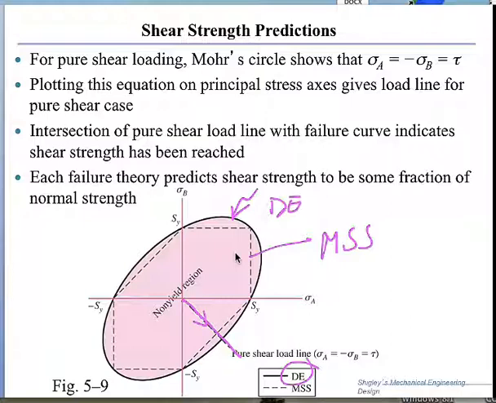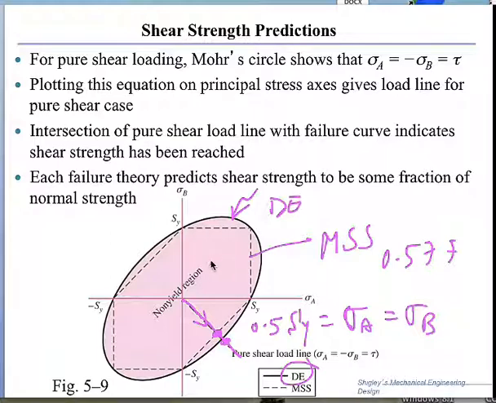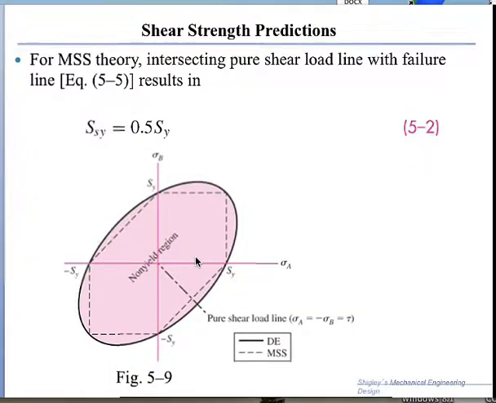That's pure shear. The pure shear loading is going to intersect the maximum shear stress line at 0.5 S yield, where sigma 1 equals sigma A equals sigma B. And then it will intersect the distortion energy line at not exactly 0.5 but at 0.577. We can show that just by solving the equation of a straight line with the equation of the ellipse.